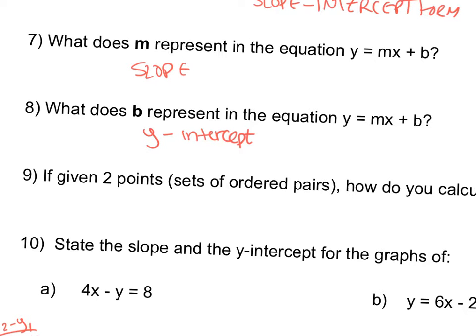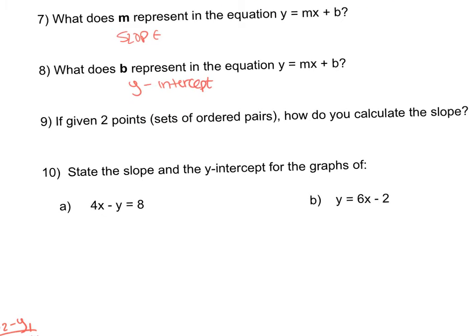If given 2 points, how do I find the slope? y2 minus y1 over x2 minus x1. That's basically what it's asking you for, the slope formula. If given 2 points, you subtract your y's, that's your numerator, and you subtract your x's, that's your denominator.